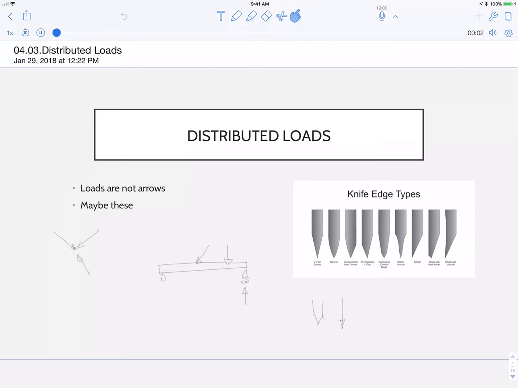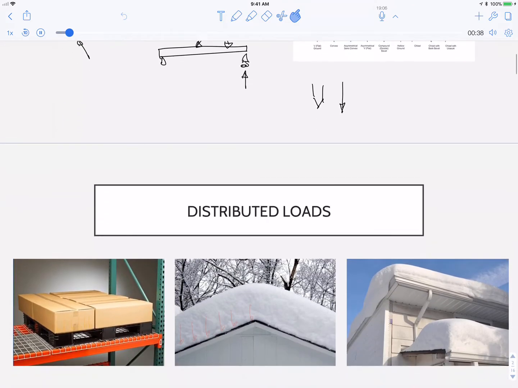We've been doing these problems where these forces or loads are represented by arrows, or we've had beams, and there would be loads like this on them. Well, in real life, loads are not arrows. You don't have loads applied at a point, except maybe for knives. Knives are very sharp, and at the tip of a knife, when it's pressing down on something, that might be represented by an arrow. But in real life, loads are distributed.